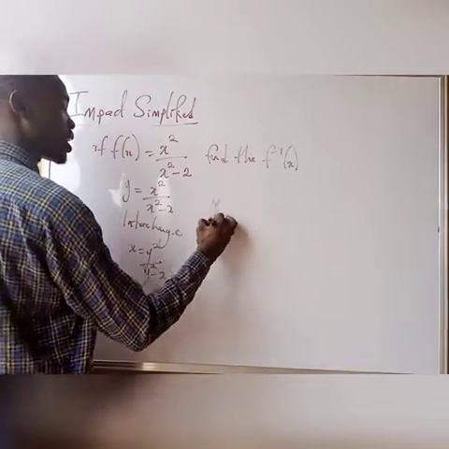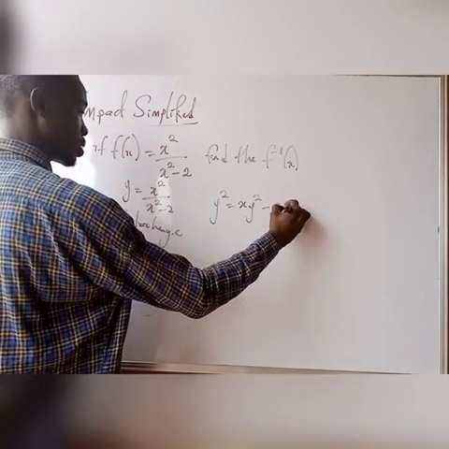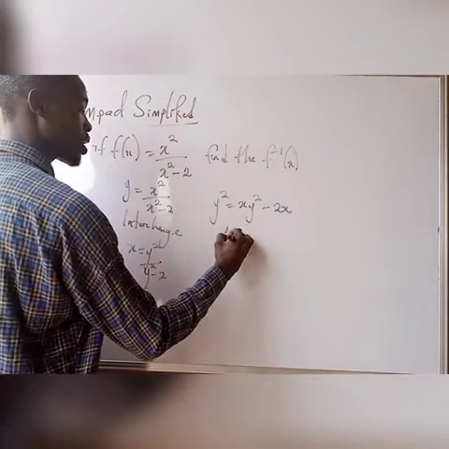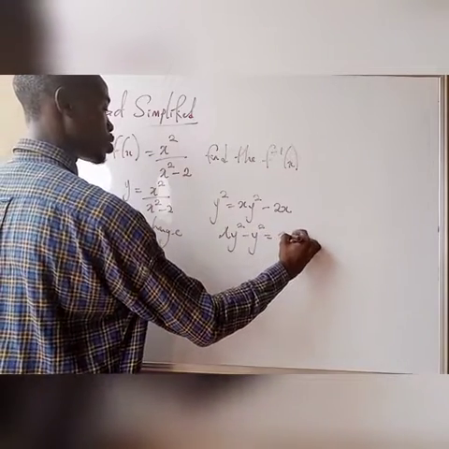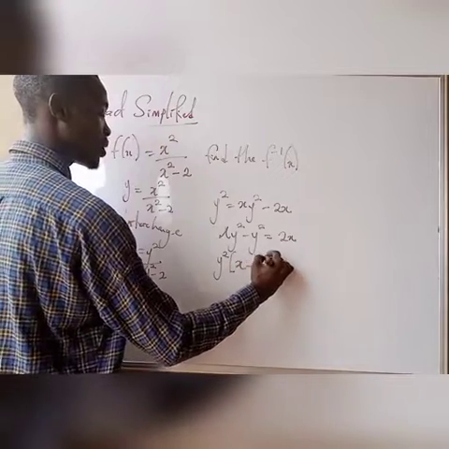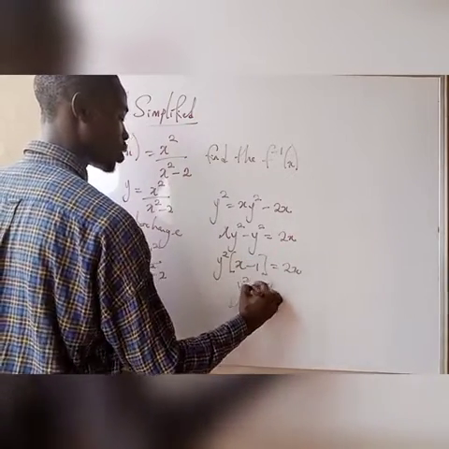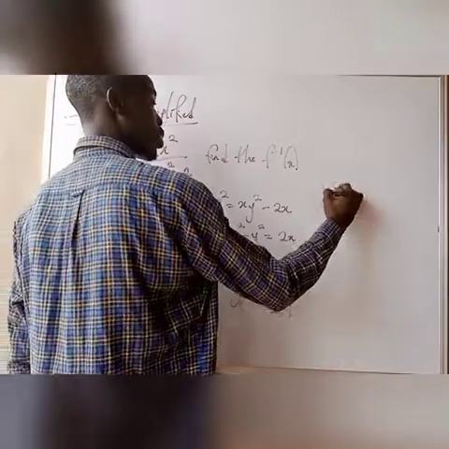First multiply. That will give us x y squared minus 2x equals y squared. Collect like terms. That will give us xy squared minus y squared equals 2x. So what is common? y squared. What do we have? y squared times x minus 1 equals 2x. That means your y squared will give us 2x over x minus 1. And what is your y?